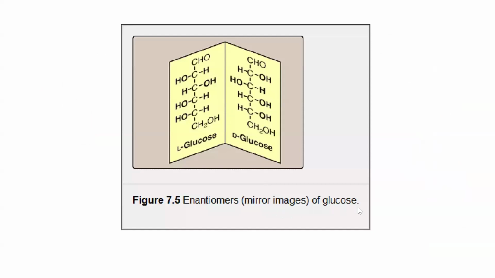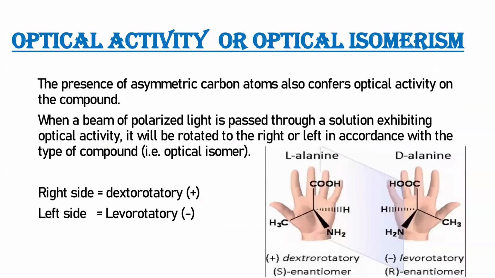Enantiomers have mirror images. So look, this is L-glucose and this is D-glucose. L-glucose is a mirror image of D-glucose. That is the meaning of mirror image. They are enantiomers. So those compounds that are mirror images of one another are considered enantiomers.